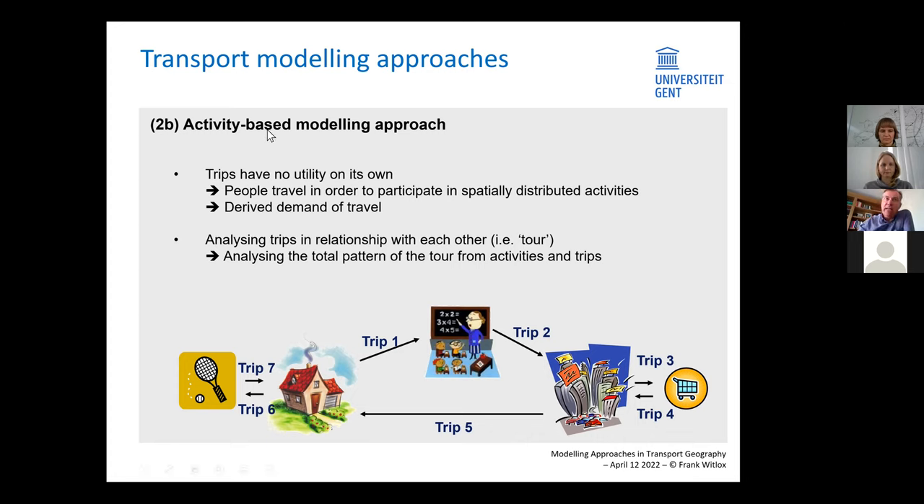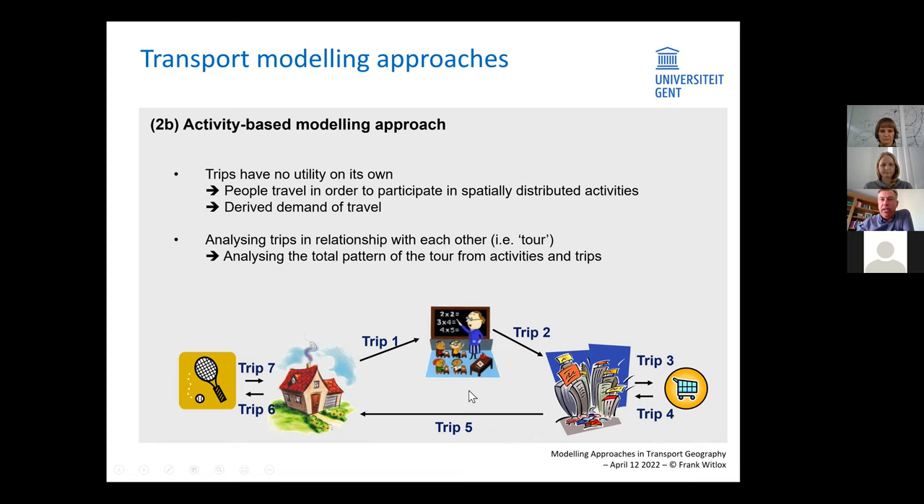Now, in this activity-based modeling approach, what we do is we look at the trips that people make, but the trips here are made for purposes of, for instance, bringing a kid to school, then going to work, then doing some shopping, going back to work.